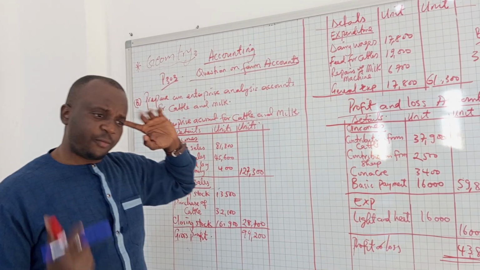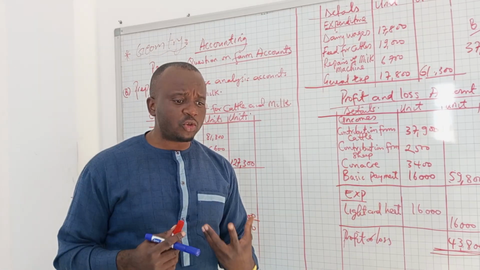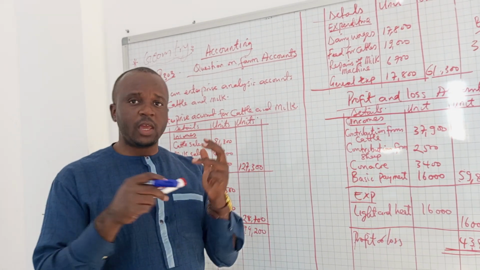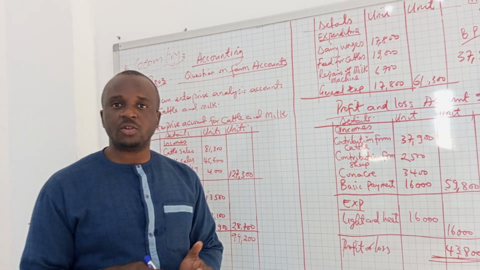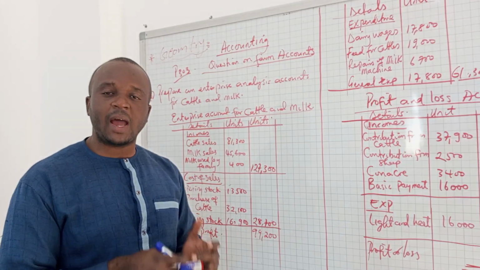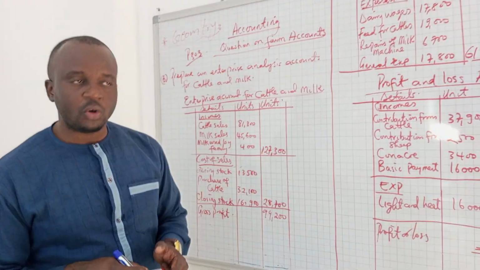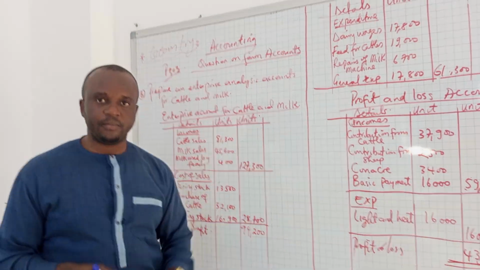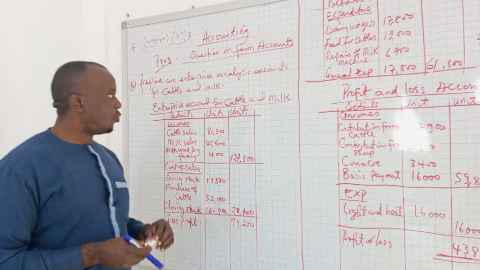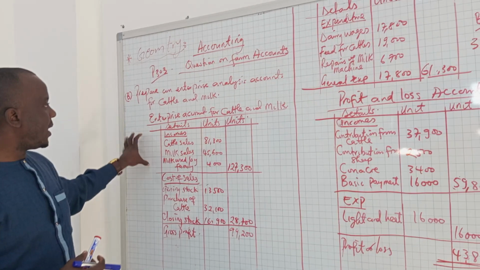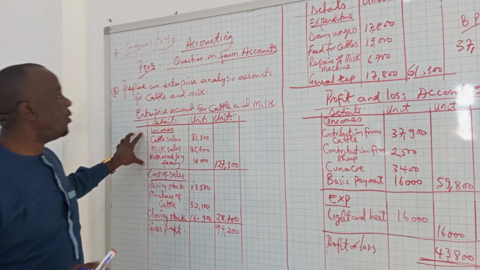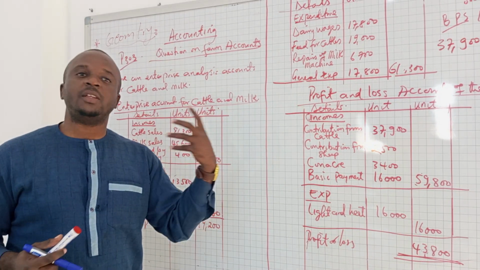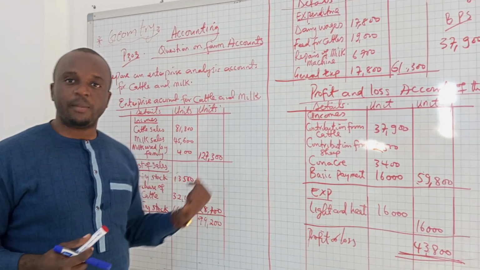Now, like I always said before, when you see in farm accounting that they ask you to prepare an analysis account of whatever, they want you to bring out the income, the cost of sales of that item or department, and the expenditure. When you bring them out, it will give you the contribution of that enterprise to that farm. So we bring out all the sources of income for cattle and milk, meaning all the money the cattle and milk have generated for that farm.